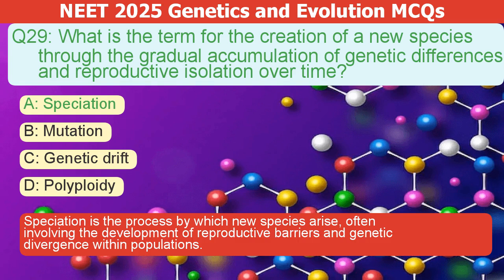The correct answer is A. Speciation is the process by which new species arise, often involving the development of reproductive barriers and genetic divergence within populations.